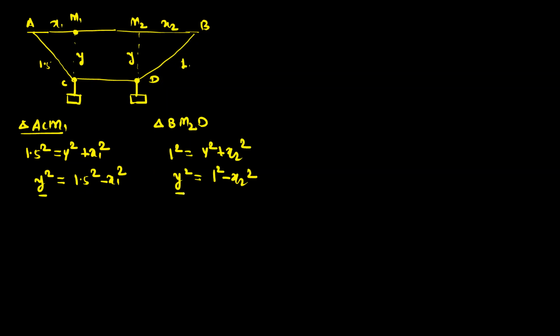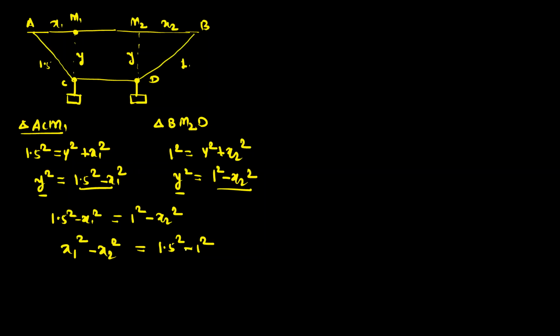This is y square, and this is also y square, so we can equate these two values. We get 1.5 square minus x1 square is equal to 1 square minus x2 square. If you rearrange the terms, x1 square minus x2 square is equal to 1.5 square minus 1 square. If you solve this, it is equal to 1.25. So x1 square minus x2 square equals 1.25. This is your second equation.